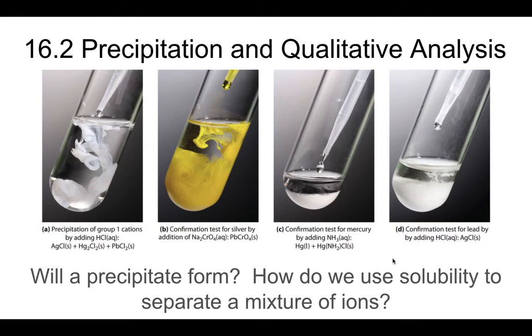So this is the second of three sections in Chapter 16. In this section, we will be talking about the conditions under which a precipitate will form and how precipitation may be used to separate a mixture of ions, particularly cations, metal ions.